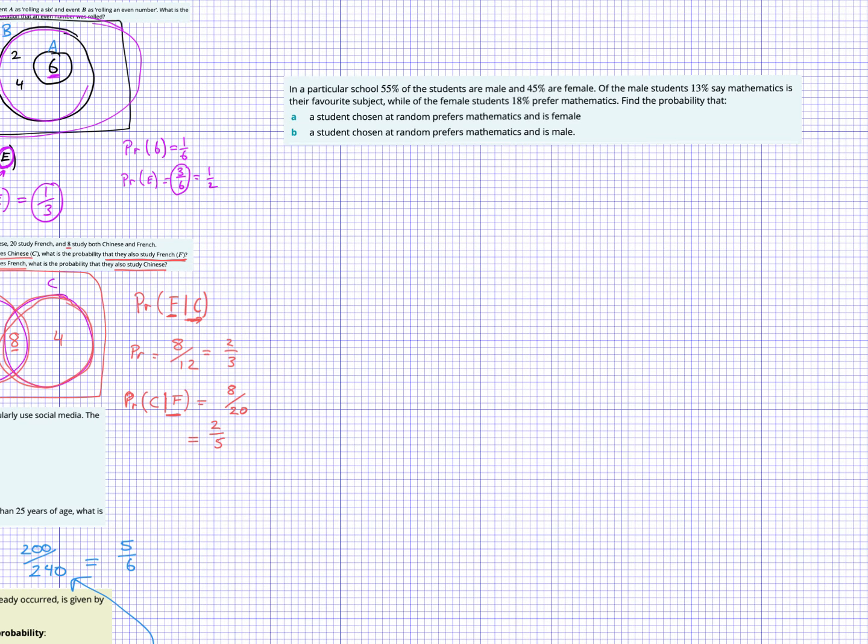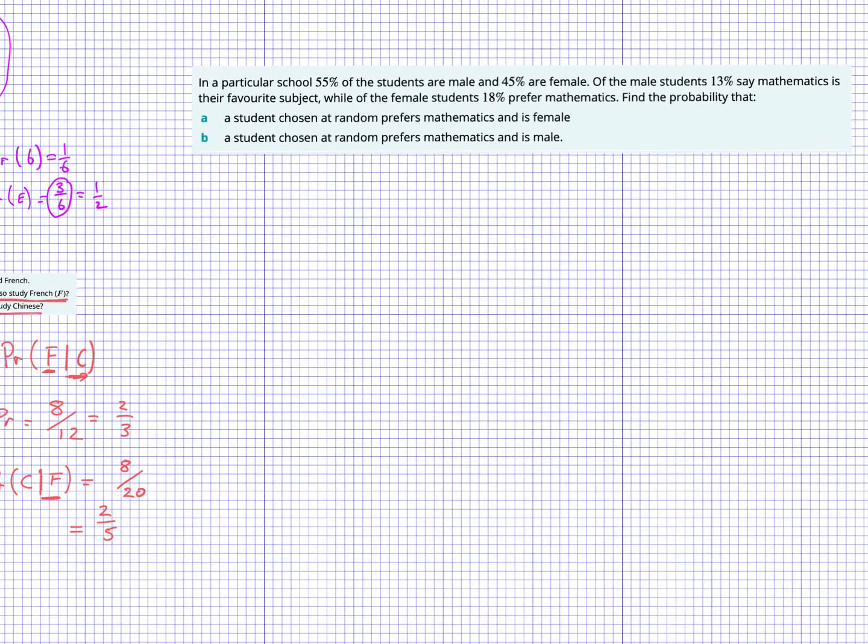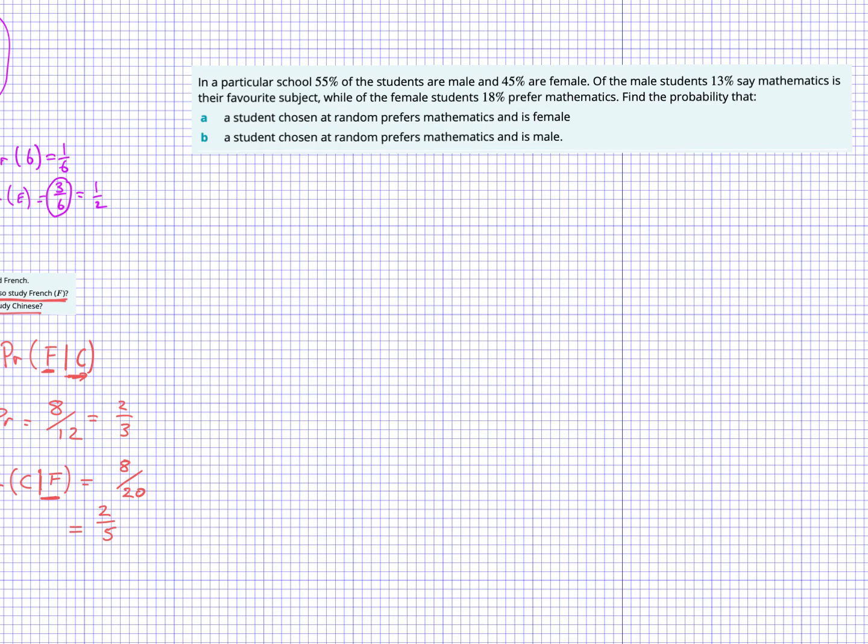All right, we'll finish off with 2 examples, and then I'll show you the formula for something called the total law of probability, which is just a fancy way of showing you what should be pretty common sense. All right, so here's the question. In a particular school, 55% of students are male and 45% are female. Of the male, 13% say mathematics is their favourite subject, while of the female, 18% prefer mathematics. Find the chance that these 2 things.